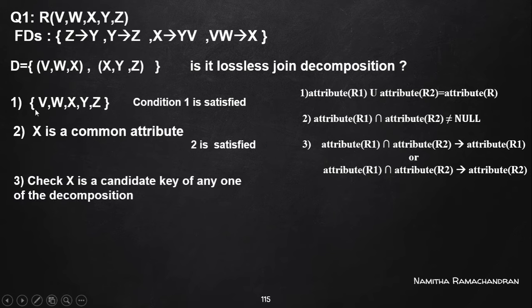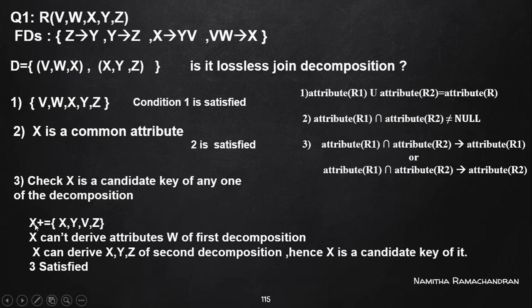X is common, so condition 2 is satisfied. Now we want to go for condition 3. We want to check whether this X is a candidate key of any of these decompositions. For that, we want to find the closure of X with respect to the set of dependencies given here. So X closure: X is directly added to the closure set, then Y, then V. Further, Y can derive Z and Z can derive Y. Y is already present here. So this is the final closure set of X.